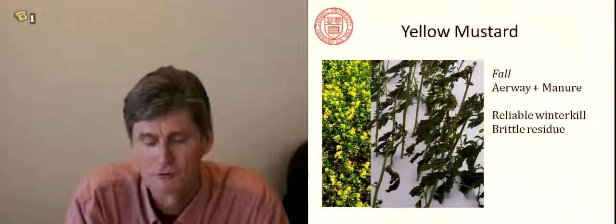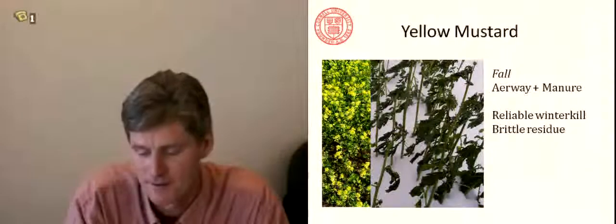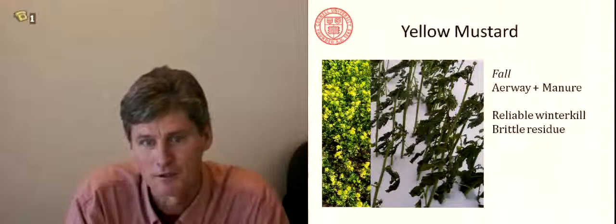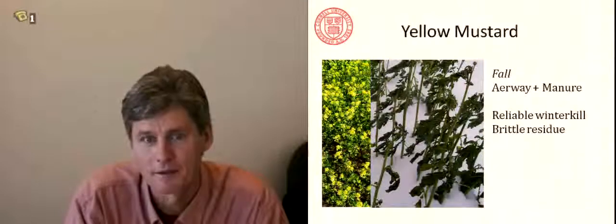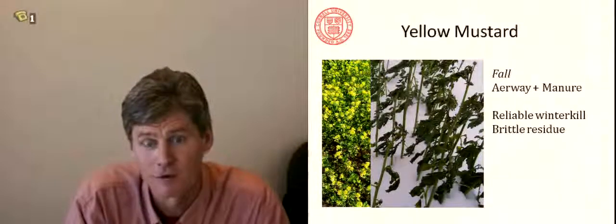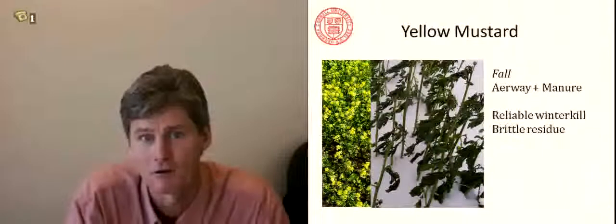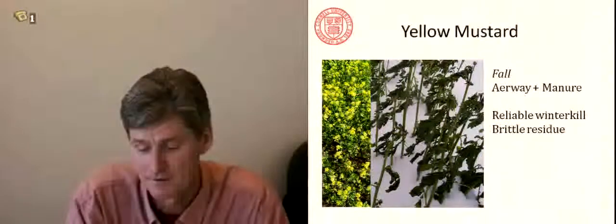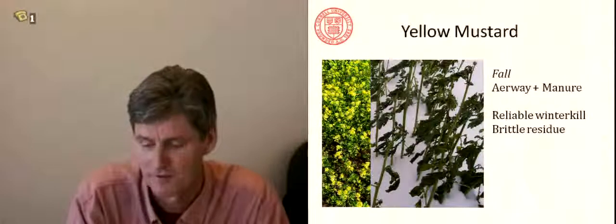Yellow mustard bolts, you can see the tall plants on the right there. Once they've bolted, they reliably winter kill. With the late August planting date, they'll flower in the fall, but by the time they flower in October, it's too late for them to make seed. So that actually ends up working nicely. You don't have the volunteer problem.